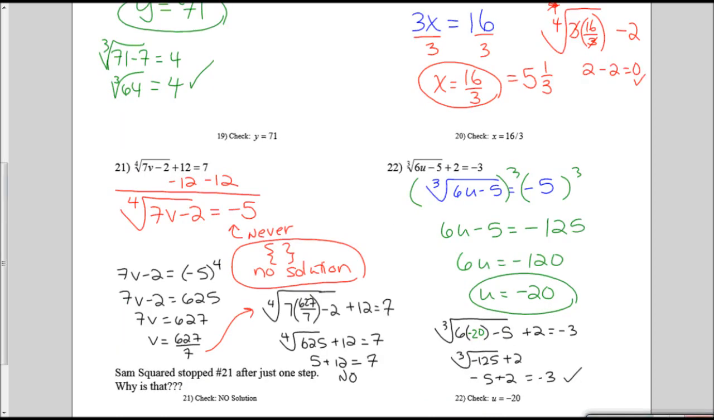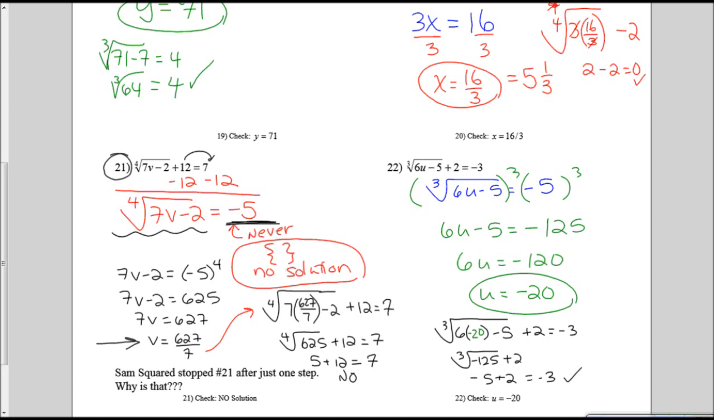So you noticed on number 21, the first thing I did was move the 12 over to the right-hand side. And when I did that, I got the fourth root is equal to a negative 5. The fourth root can never be a negative number, so I can stop right there and say no solution. If you were blazing right through this and just kept on going and took both sides to the fourth power, you would have wound up with the solution down here at the bottom, v is 627 sevenths. And then when you plug that back into the original equation, you wind up with 17 equals 7, which is an extraneous solution, and you would have crossed it out there. Bottom line, make sure you check your solution.